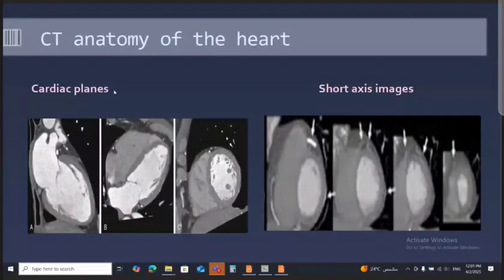Continuing with the anatomy of the heart, we have the cardiac planes. The cardiac planes are the axial, coronal, and sagittal of the heart. As you know, the heart is present in the chest in an oblique position. And so the axial, coronal, and sagittal of the body does not correlate with the axial, coronal, sagittal of the heart. And so we can create planes to delimit the cardiac chambers, called the cardiac planes.